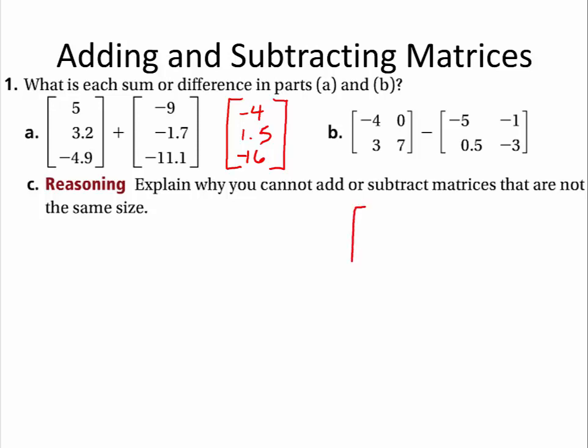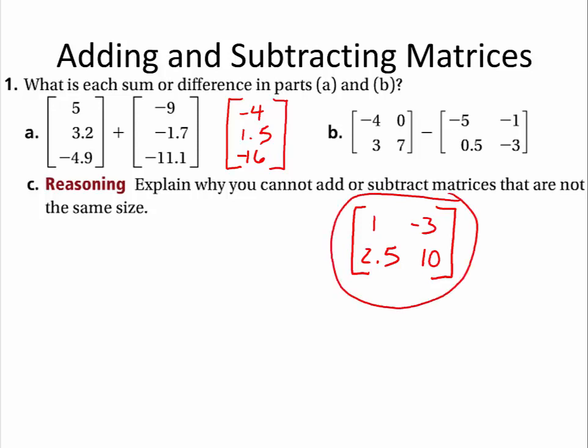For B, it's a 2 by 2. So -4 minus a -5, which comes out to a 1. -4 minus a -1, which comes out to -3. 3 minus a 0.5, which comes out to 2.5. And then 7 minus -3, which is 10. And there's the answer for B.